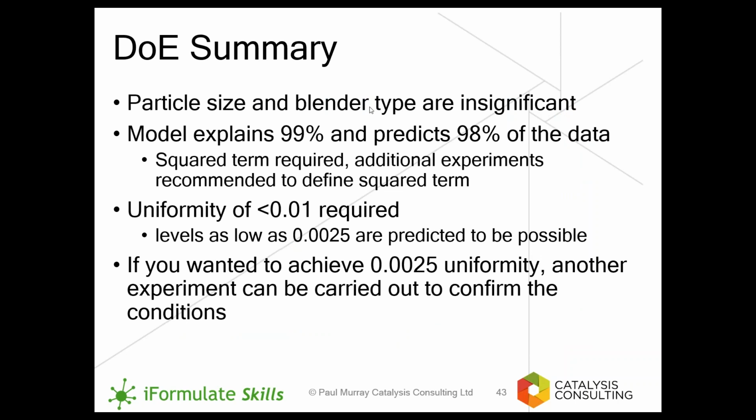So in summary, the particle size and blended type are insignificant. The model explains 99% of the data and predicts 98%. Squared term is required. Some additional experiments can be carried out to confirm that. Uniformity of less than 0.01 is required. We can achieve 0.0025 if we wish, but we choose what we want to do.